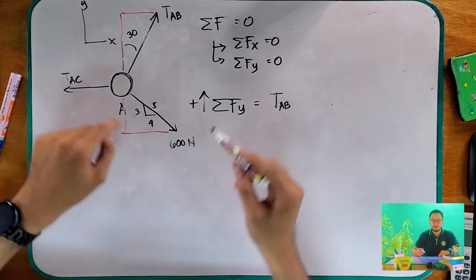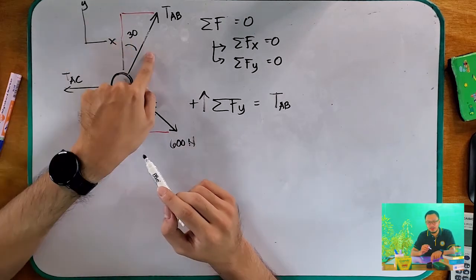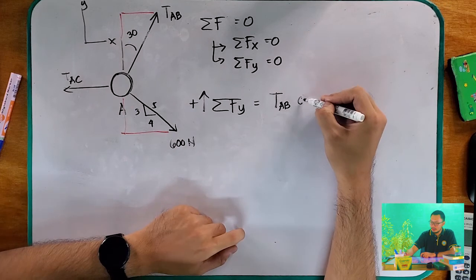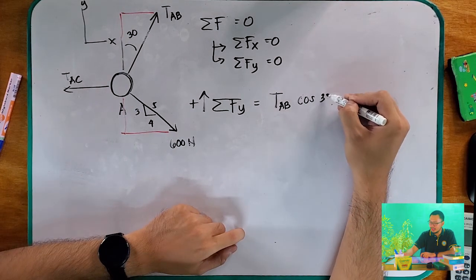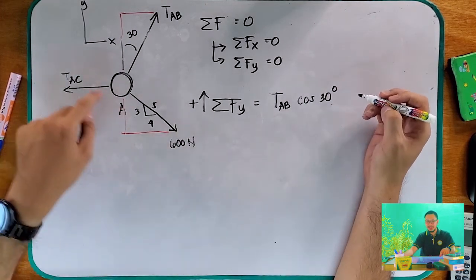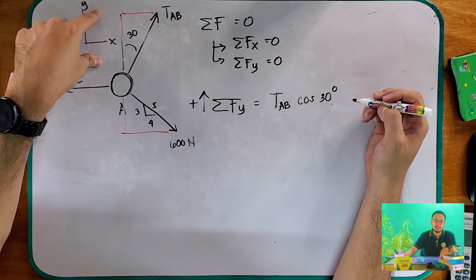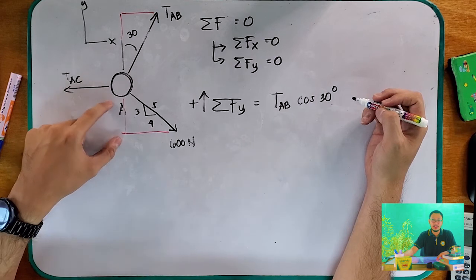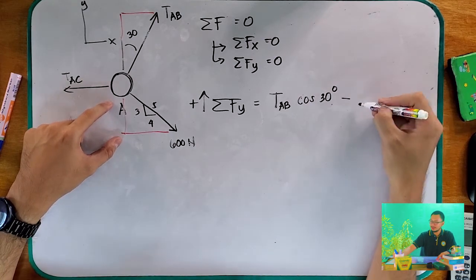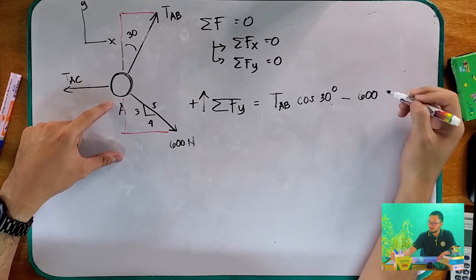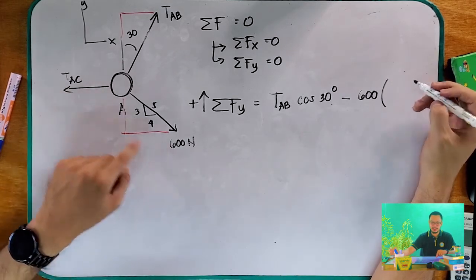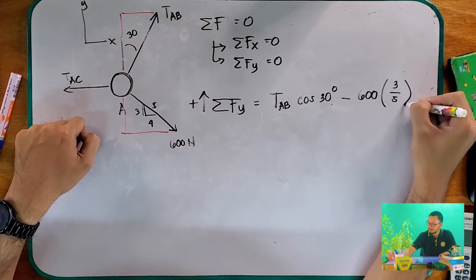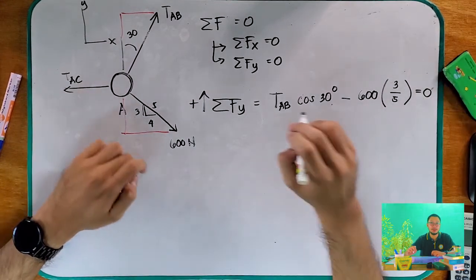Sine or cosine, right? Adjacent over hypotenuse, so this is cosine. TAB cosine of 30 degrees, and it is positive because it is going upwards. Then subtract the one below, minus 600 times the slope, which, since our focus is the vertical, is 3 over 5, equal to 0.